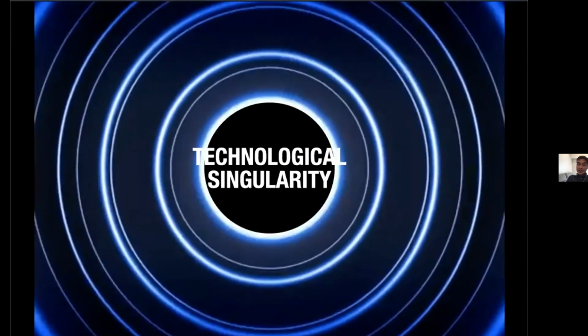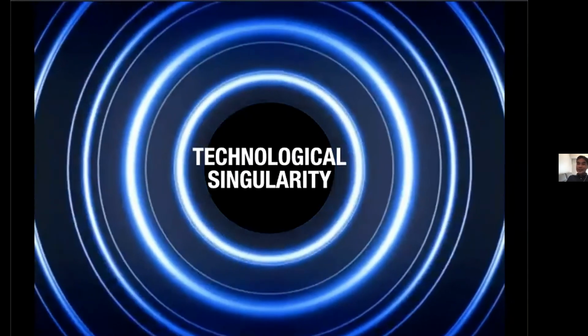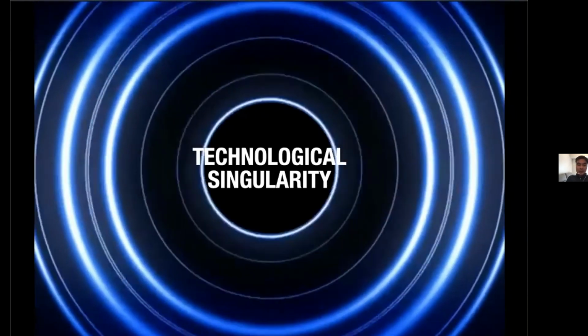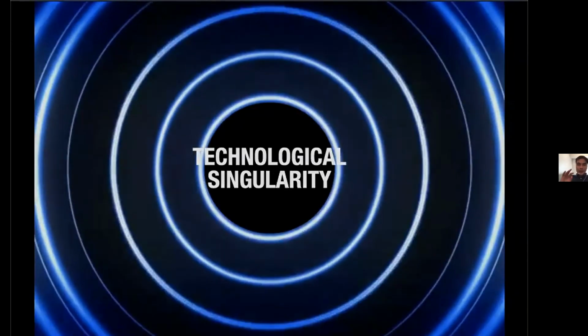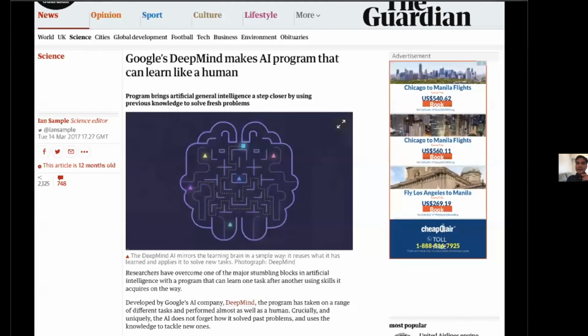Kayo o yung computer? Of course, yung computer. Okay? So, that is part of what you call the technological singularity. What else? In the fourth industrial revolution, dito rin pumapasok yung tinatawag nating AI. And what is AI? Artificial intelligence.